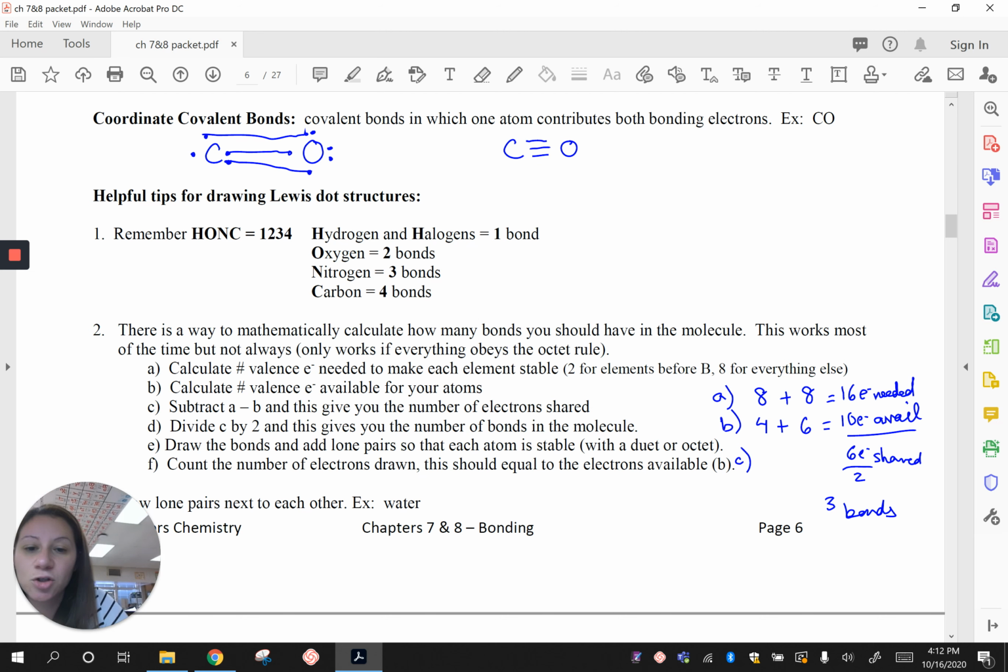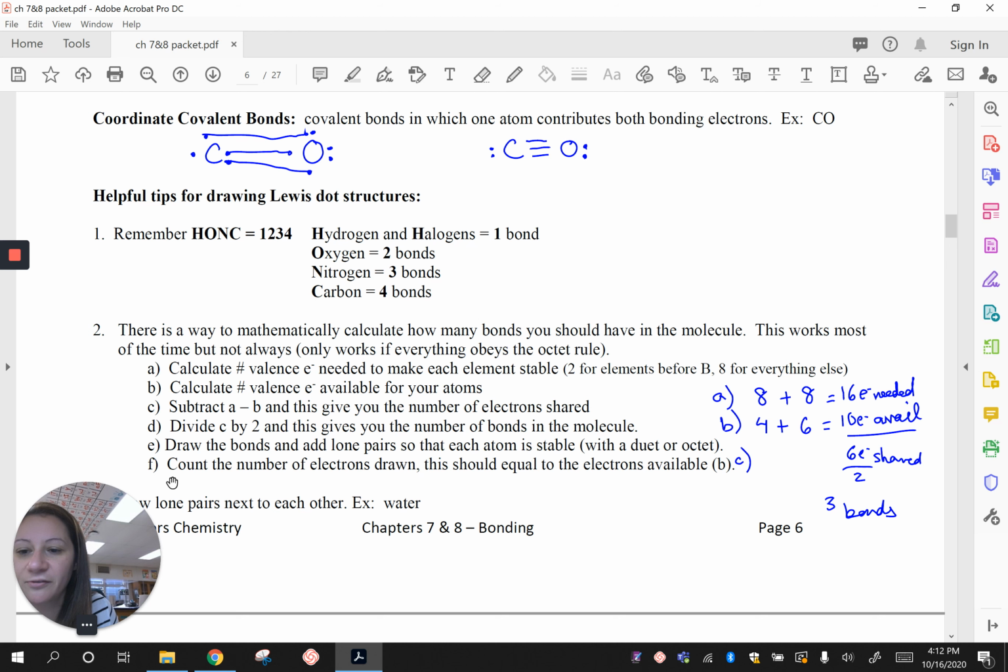Okay, and you also want to add lone pairs so that each atom is stable with a duet or octet. So carbon is stable with 8, and right now it has 6, so I'm going to do 1 lone pair here. Oxygen is stable with 8. Right now it has 6, so I'm going to put a lone pair here.